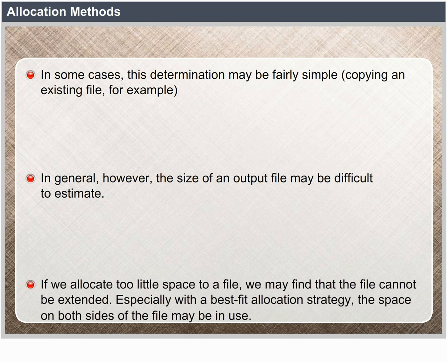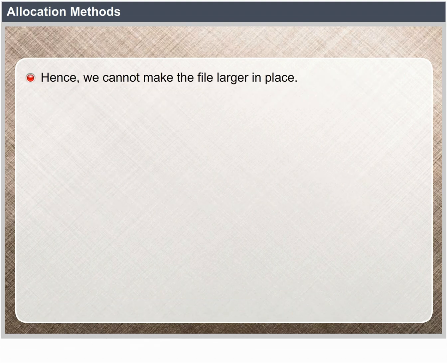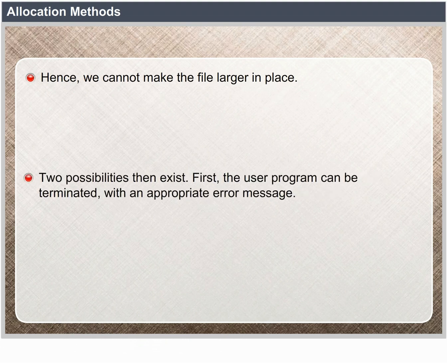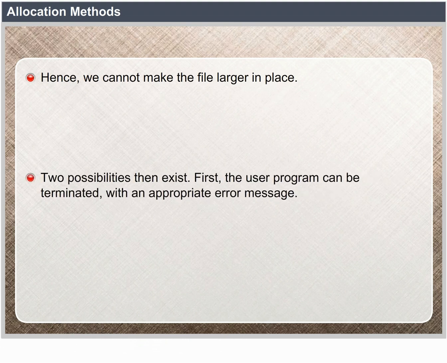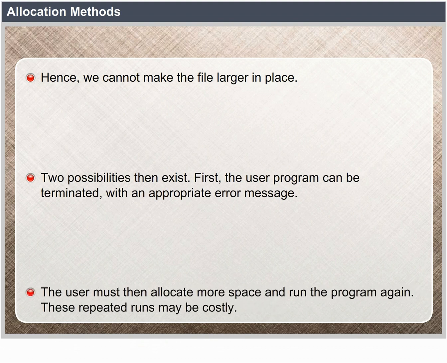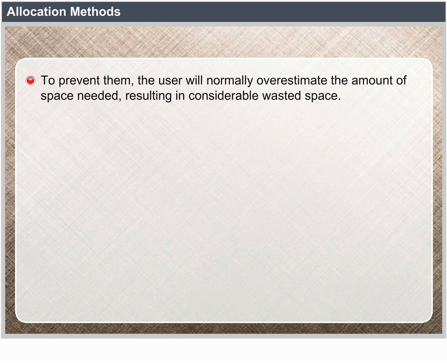If we allocate too little space to a file, we may find that the file cannot be extended. Especially with the best fit allocation strategy, the space on both sides of the file may be in use. Hence, we cannot make the file larger in place. Two possibilities then exist. First, the user program can be terminated with an appropriate error message. The user must then allocate more space and run the program again. These repeated runs may be costly. To prevent them, the user will normally overestimate the amount of space needed, resulting in considerable wasted space.